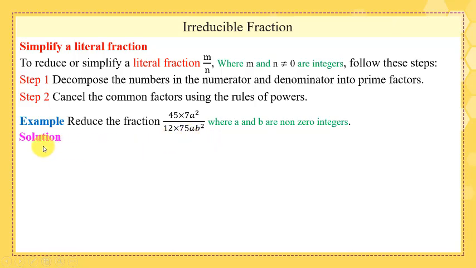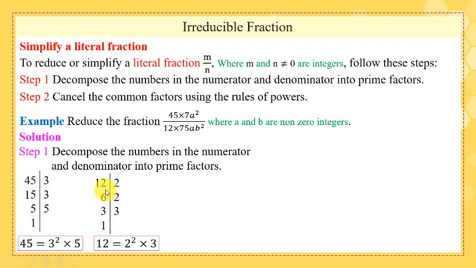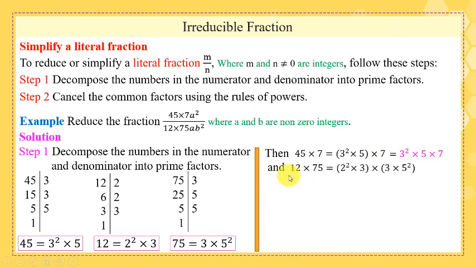Now let's see the solution. Step 1. Decompose the numbers in the numerator and denominator into prime factors. 45 is equal to 3 squared times 5. 12 is equal to 2 squared times 3. And 75 is equal to 3 times 5 squared. Then 45 times 7 is equal to 3 squared times 5 times 7. And 12 times 75 is equal to 2 squared times 3 times 3 times 5 squared, which equals 2 squared times 3 squared times 5 squared.